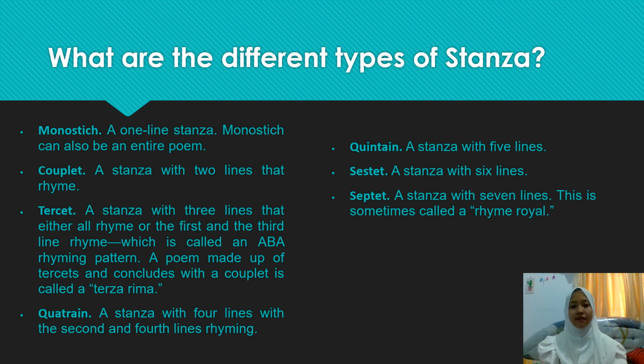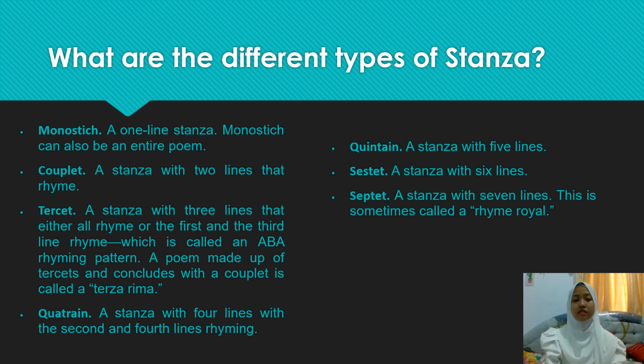What are the different types of stanza? Stanzas, like poems, come in all shapes and sizes. There are many different types, and they are often classified by meters, rhyme schemes, or how many groups of lines they have. Here are some different types of stanzas. The first is monostich, a one-line stanza. A monostich can also be an entire poem. The second is couplet, a stanza with two lines that rhyme.